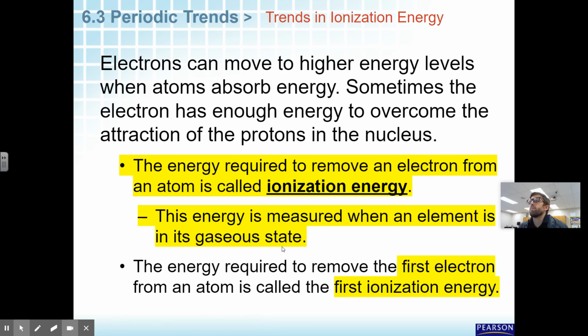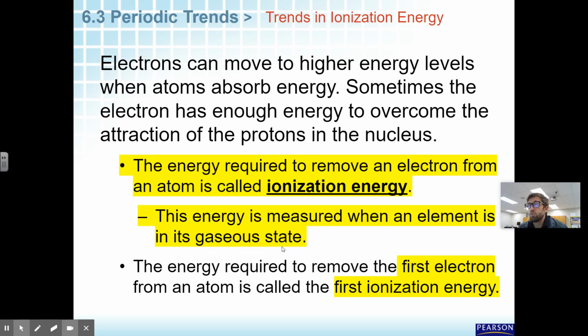Okay, so electrons can move to higher energy levels when we absorb energy. And we talked about that last unit. When you go from n equals 1 to n equals 2, you absorb energy. And sometimes the electrons have enough energy to overcome the attractive forces of the nucleus. And the energy that's required to remove an electron from an atom to make an ion is called ionization energy.